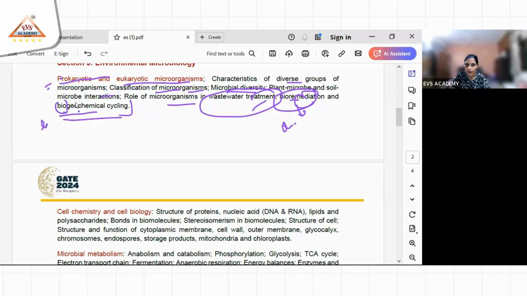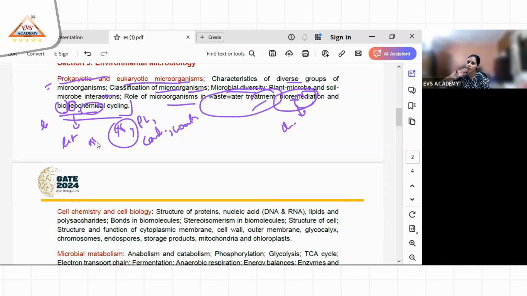Bio means the living part, geo means the lithosphere part, and chemical means there are different cycles: nitrogen cycle, phosphorus cycle, carbon cycle, water cycle. They include all the living parts also. If we take the nitrogen cycle, it starts from the atmosphere, with atmospheric nitrogen fixation. After this, it comes to the soil. There are many bacteria present in the soil which fix this nitrogen. After this, it converts into nitrite, nitrate, and then again goes back to the atmosphere. This is the cycle, and we will see all these in detail.